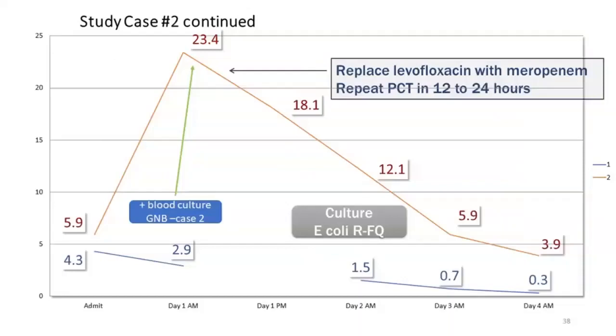Well, case number one, which got the ceftriaxone, by the end of 24 to 36 hours, in fact, their procalcitonin level actually was coming down. But case number two, positive blood cultures occurred at about 16 to 18 hours, and a repeat procalcitonin level on that patient shot up to 23.4. In fact, you might ask the question, well, why did that occur? Was the patient on appropriate therapy?